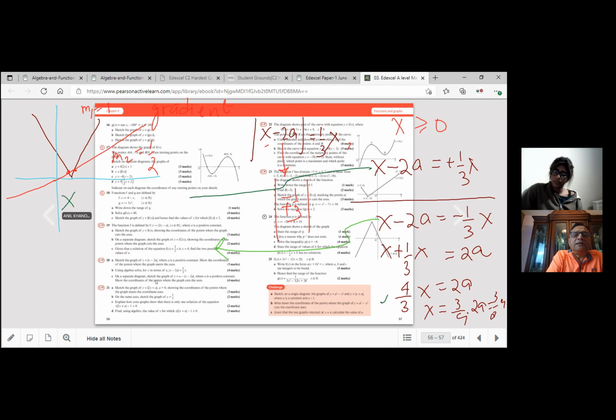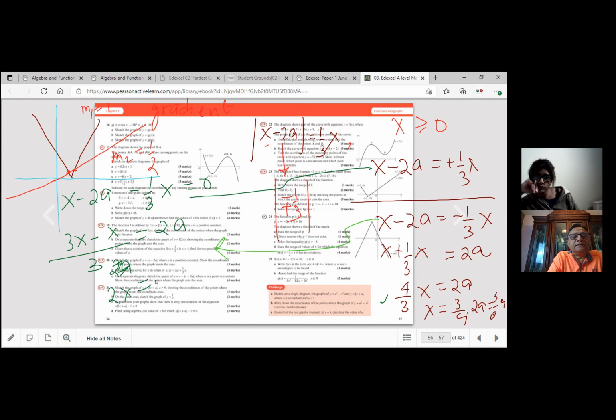So we have x minus 2a minus 1/3 of x equals 0. Combining these two terms, we get 3x minus x over 3 equals 2a, taking it that side. 3x minus x is 2x, so 2x equals 6a after multiplying and dividing, and x equals 3a. So we get two different solutions, one as x equals 3a and the other as 3/2 a.